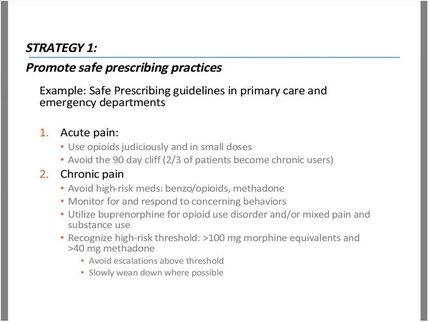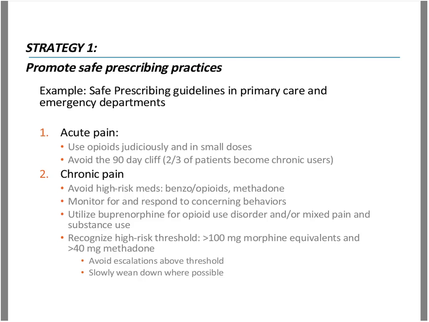So a little more detail on this first strategy of promoting safe prescribing practices. There's many examples of very easy-to-use protocols that have been developed. A one-pager for the emergency department that's been adopted in many hospitals across the state focuses on helping emergency practitioners understand when to give opioids and when not, focusing on acute pain, the small doses and only the amount that's needed, and avoiding the 90-day cliff, which is a way to describe the fact that 2/3 of people who are using opioids 90 days after an injury become chronic users. So it's really helping people make sure that if they're using opioids for a short period of time that we don't continue them long term.